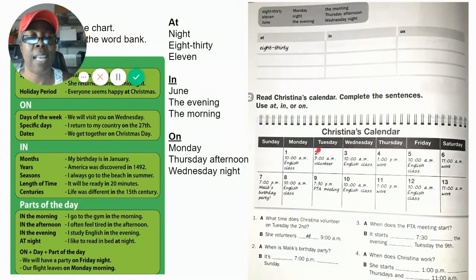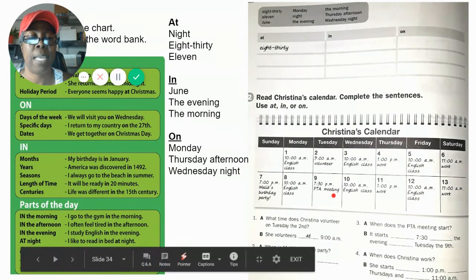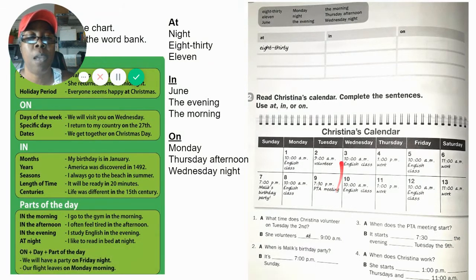On Tuesday the 2nd, 9 a.m., volunteer. On Tuesday the 9th, 7:30 p.m., PTA meeting. On Wednesday the 3rd, 10 a.m., English class. Same thing on the 10th. So she has English class on Mondays, Wednesdays, and Fridays at 10 a.m. All right. She works on Thursdays at 1 p.m. She works on Saturdays at 11 a.m.